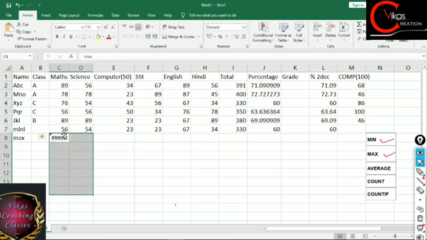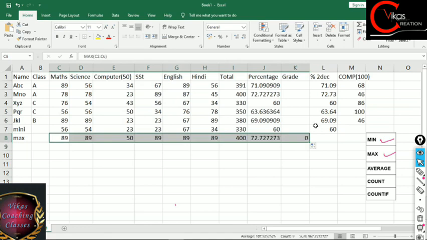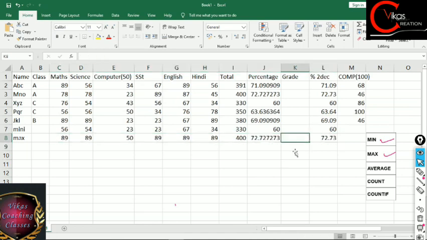Something happened. Oh sorry, I just forgot to open this bracket. So like this, press the enter key, and as you can see, we got this value. Fine, you simply have to drag it and it will show you all the values in their respective cells. So like this you can calculate minimum values and maximum values.